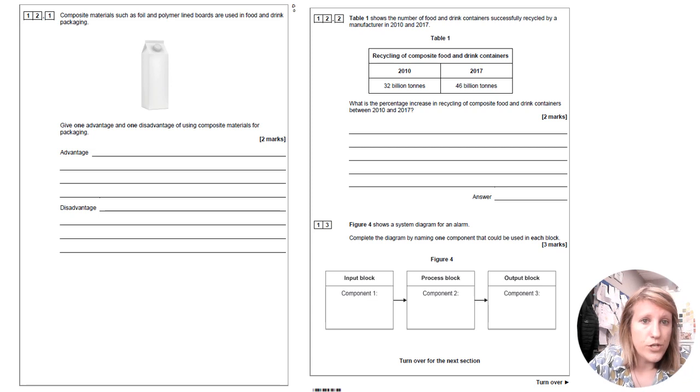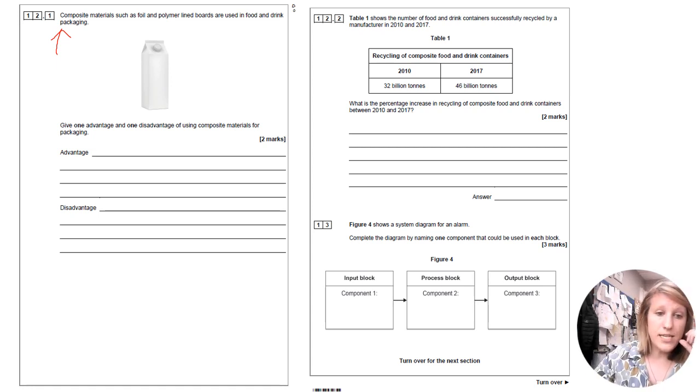Okay, so next question. Composite materials such as foil and polymer lined boards are used in food and drink packaging. So give one advantage and one disadvantage of using composite materials for packaging. So firstly, a composite material is 2 non-metallic materials joined together. So they're not metals and they are not chemically bonded. So they're either glued or mixed together or layered through lamination. So this is kind of laminated because the 2 are glued together back to back.